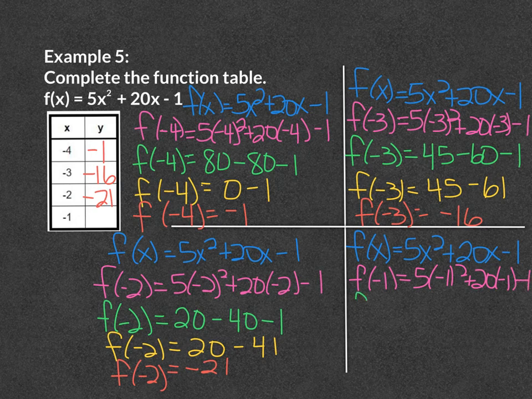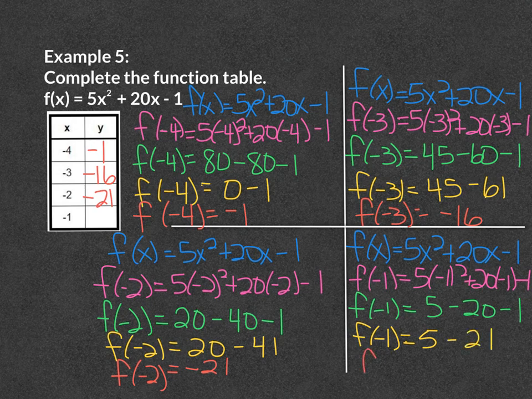So now I have f of negative 1 equals negative 1 squared gives me 1 times 5 is just 5. 20 times negative 1 is negative 20, and bring down negative 1. So I have f of negative 1 equals 5. Negative 20 plus a negative 1 gives me a negative 21. So f of negative 1 equals 5 minus 21 is negative 16. So f of negative 1 equals negative 16. So this is how you complete the function table for this equation.